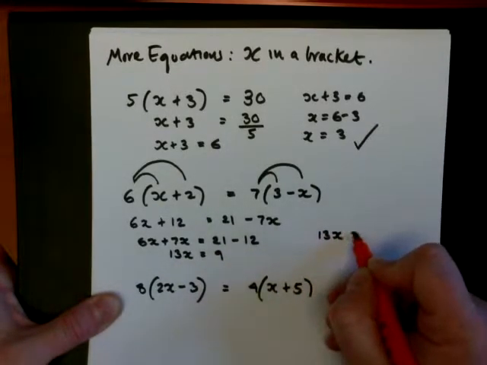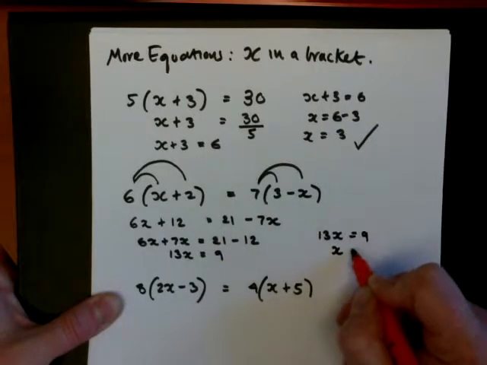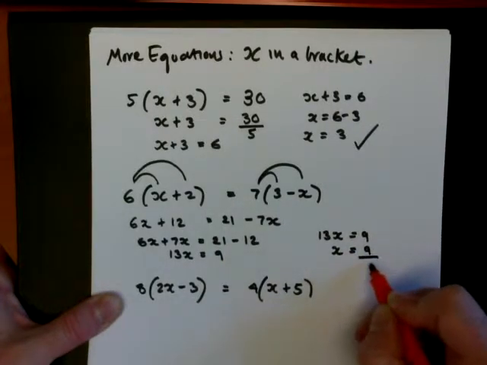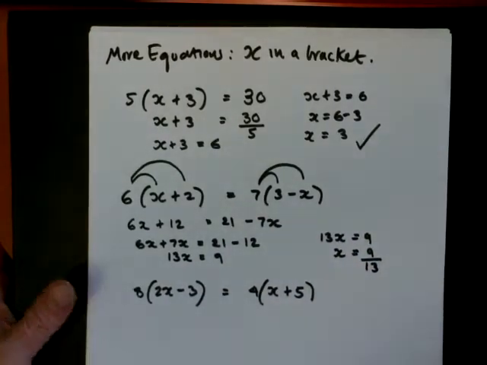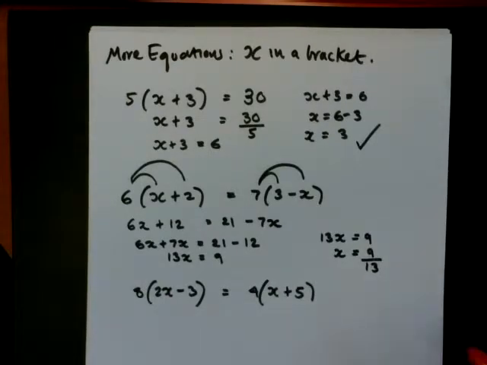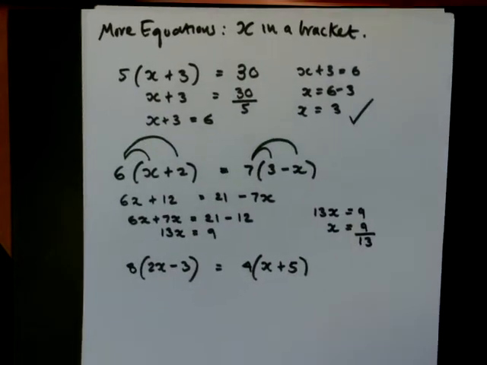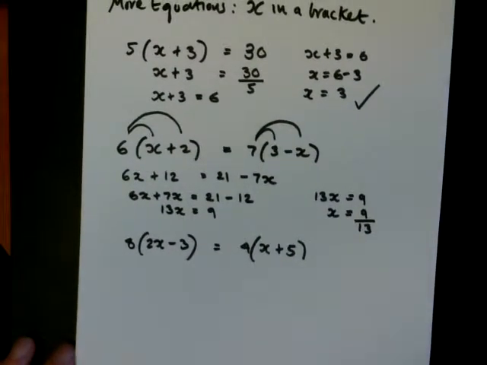So 13x equals 9. So to find out what the x is, we must divide both sides by 13, and we end up with the answer as a fraction. Now that's quite hard to substitute back in, so I probably would leave that at this stage. So a last example then.